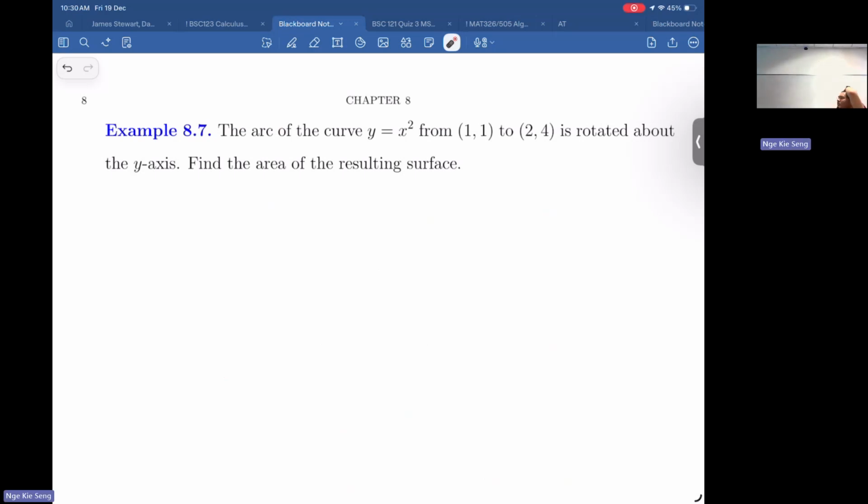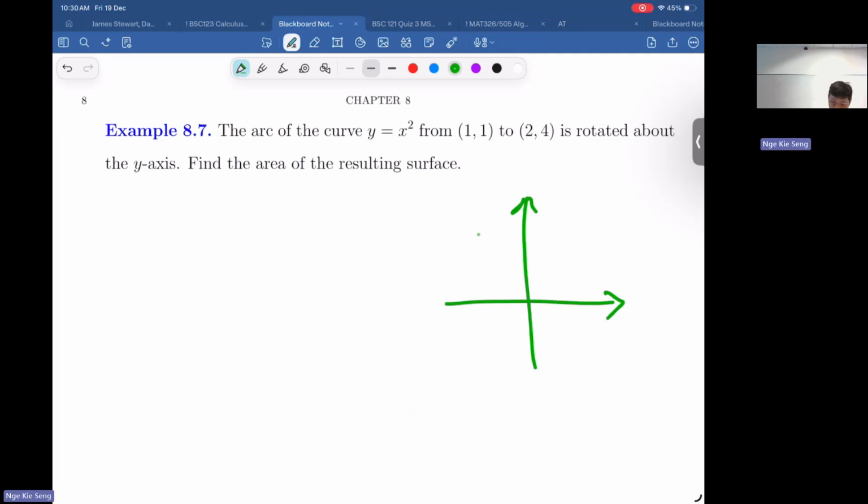Okay, so let's see how we compute this, the arc length, the length of the curve. So let's draw the curve first. y equals x squared like that. Okay. And then where's (1, 1) and (2, 4)? Maybe somewhere here. Rotate about the x-axis. Okay, so you need to rotate this here about, sorry, the y-axis. Okay, so it's in this direction.